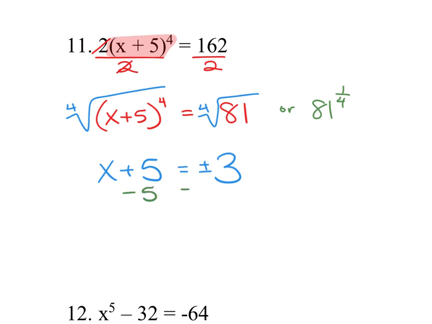Subtract 5 on both sides. Now this feels weird, and here's how you're going to do this part. You cancel out the 5s, obviously, and you're left with x equal to, and you're going to write both of those things next to each other: -5 plus or minus 3.